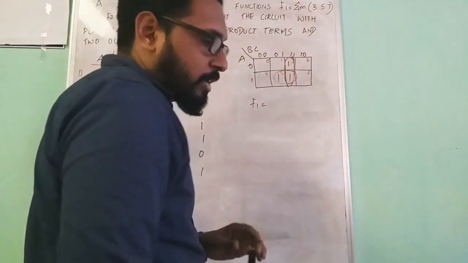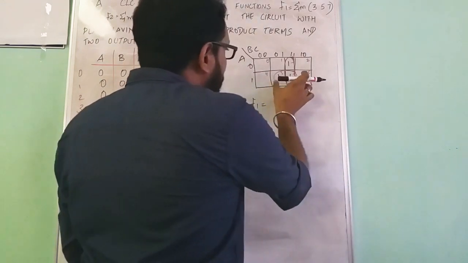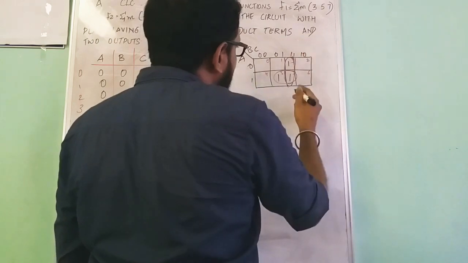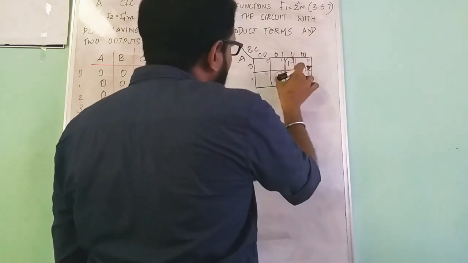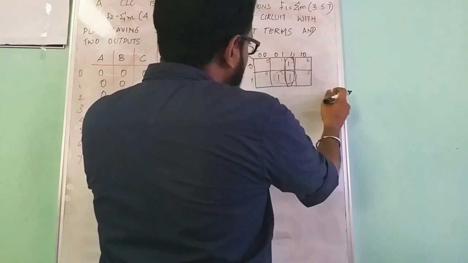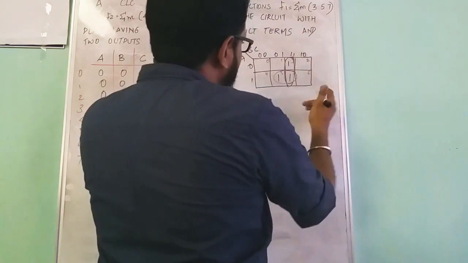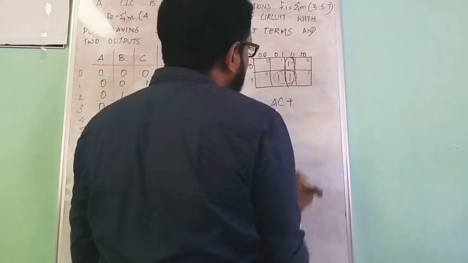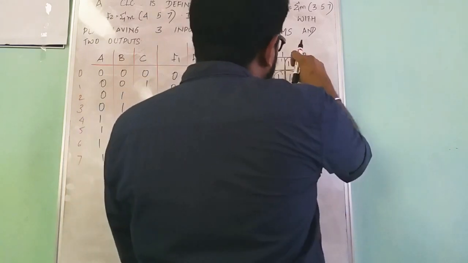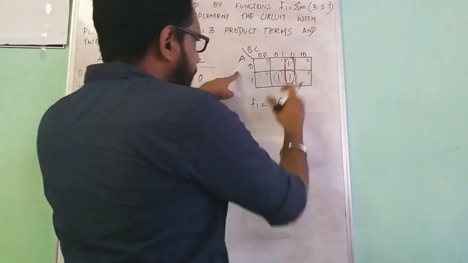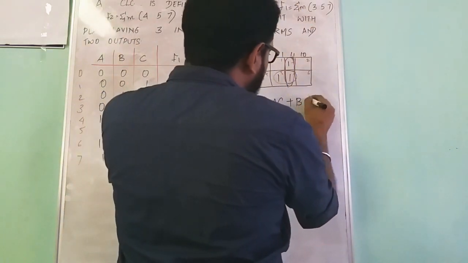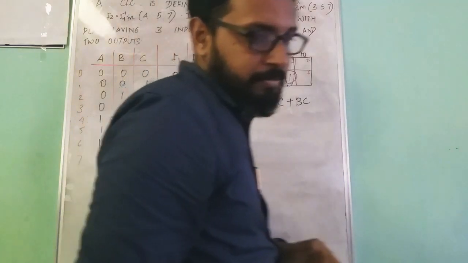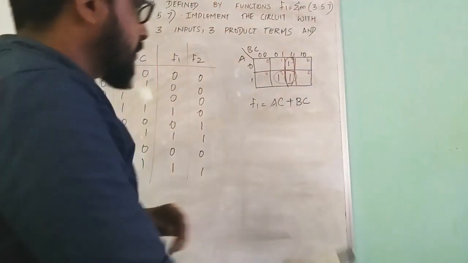As I said earlier, for this grouping upwards, the B term gets cancelled and we have C. So for this grouping leftwards we have AC, plus the next one: grouping this upwards, the A term gets cancelled, and we have BC. Let me check the answer: AC plus BC. Yes, this is correct.